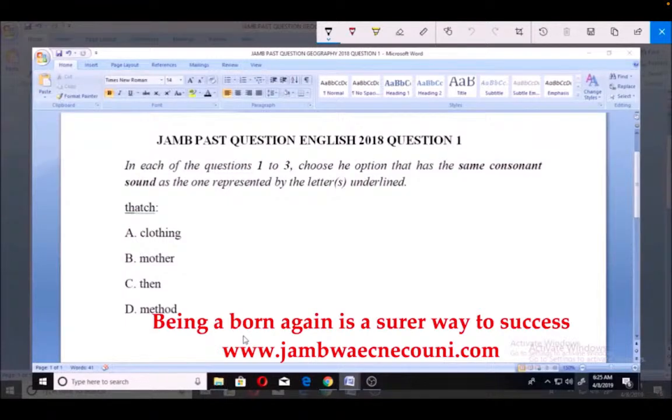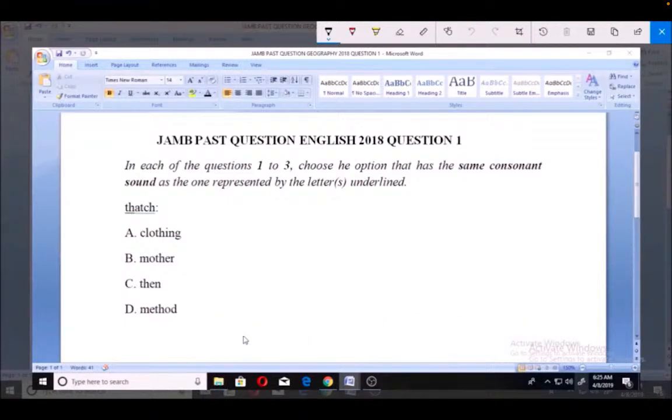Now, for us to be able to appreciate this well, we need to know the oral transcription for the various words that are listed so that we can identify the ones that have the same consonant sound as the one given. So, we are going to start with the first word, which is touch. The oral transcription is the very short uh sound together with the T and ch sound, making it touch.